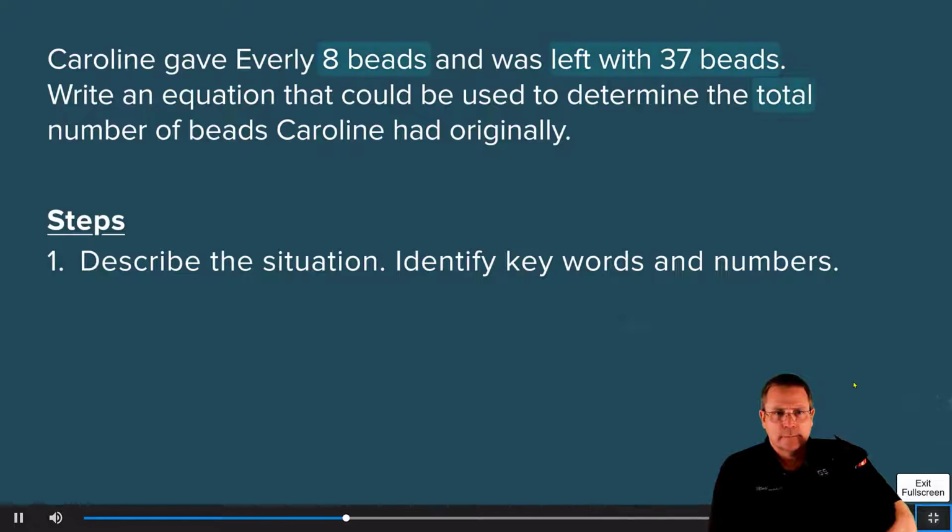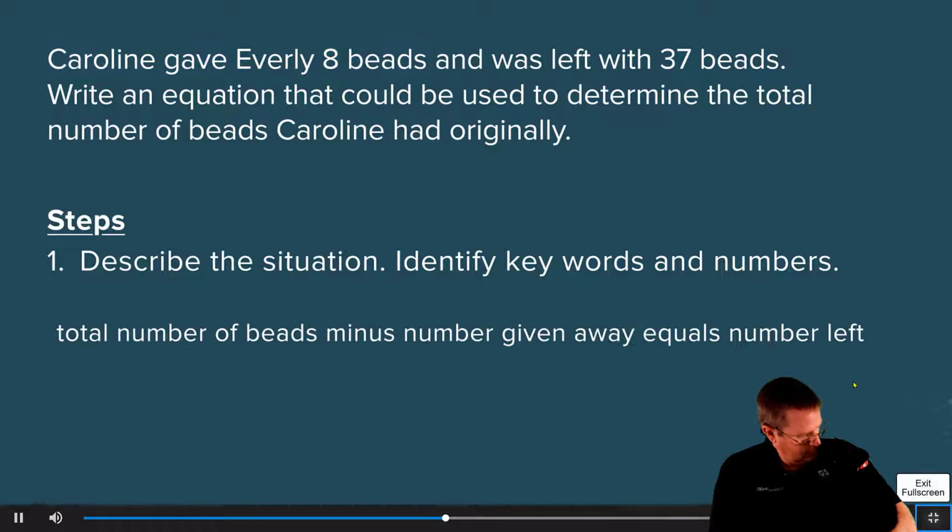Next, use the key information to model the problem with words. Caroline takes away from her total number of beads to give some to Everly. Taking away an amount involves subtraction. So, the total number of beads minus the number Caroline gave away is equal to the number she has left.